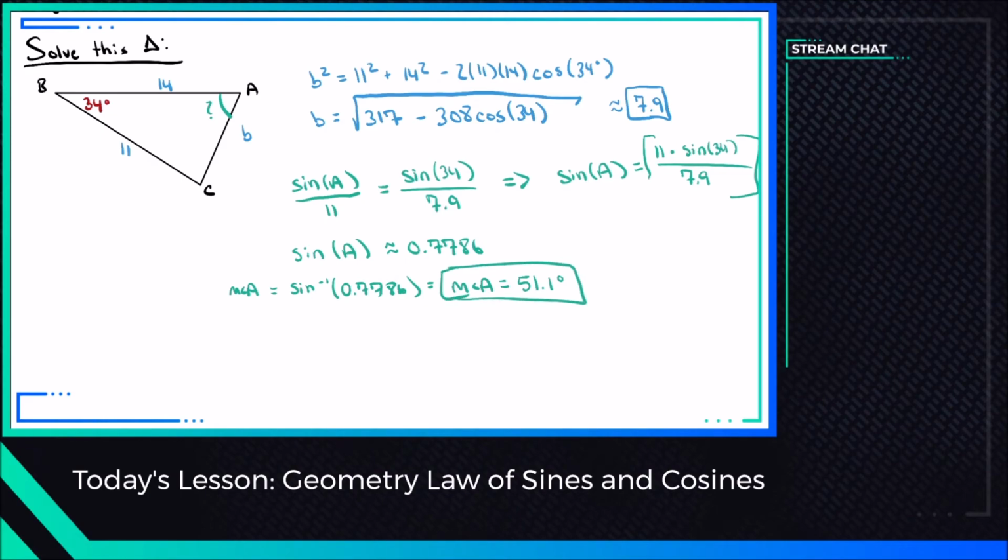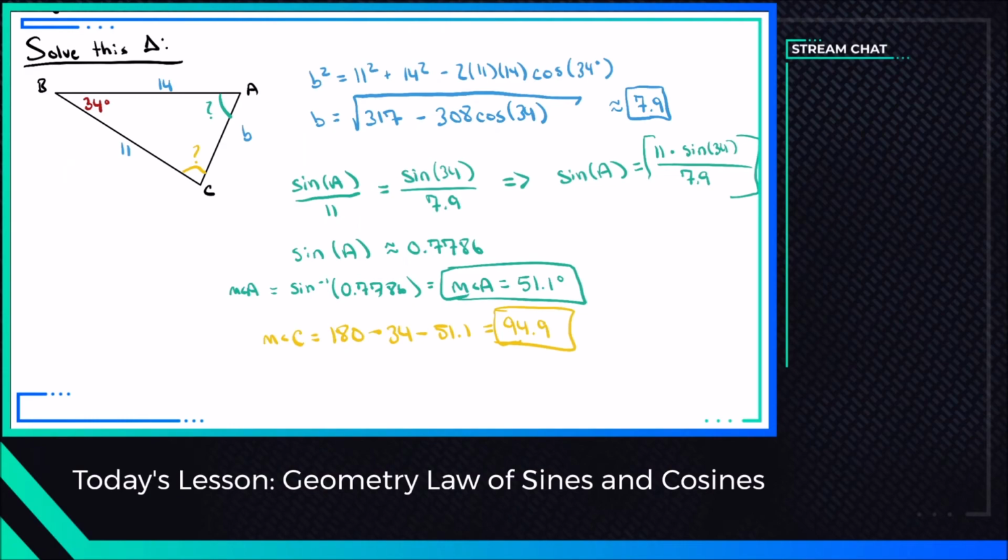And now we just have to plug everything back in to find our missing angle C. So the measurement of angle C is going to be equal to 180 minus 34 minus 51.1, which is equal to 94.9. And that checks out. Angle C definitely is our largest angle. So that is that.